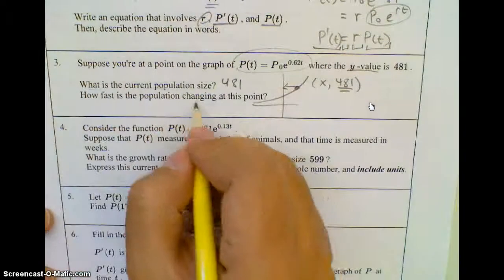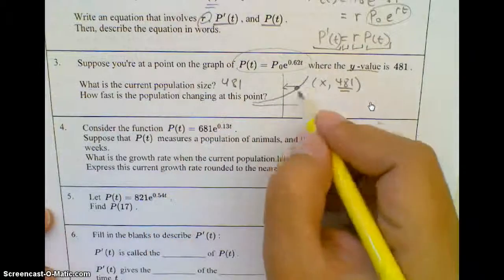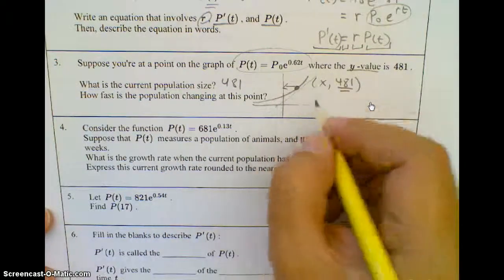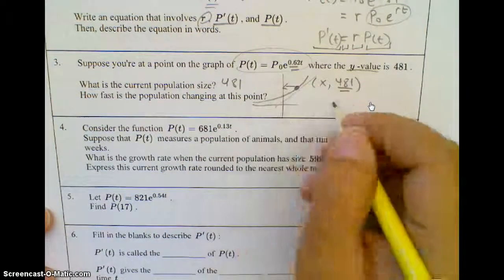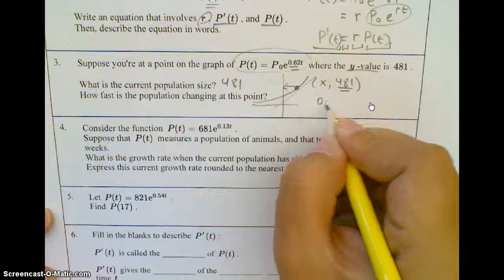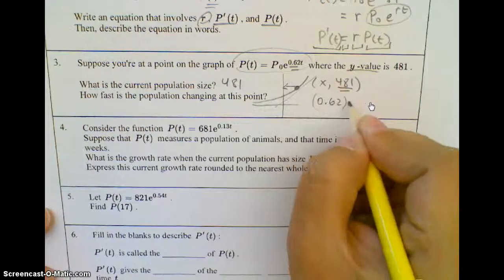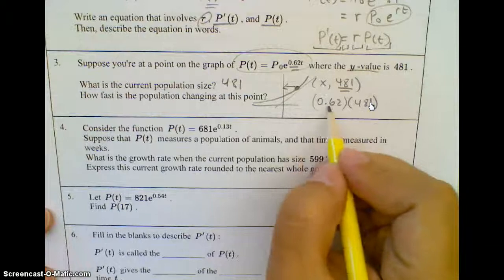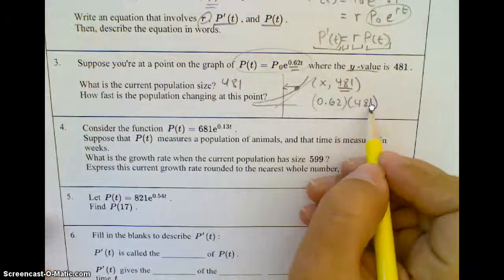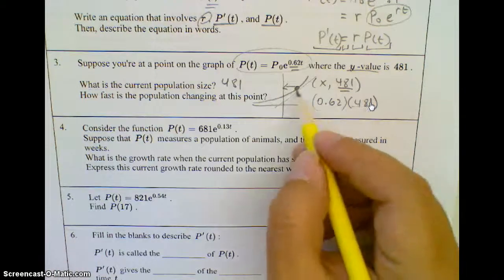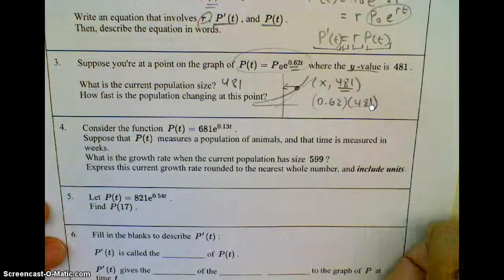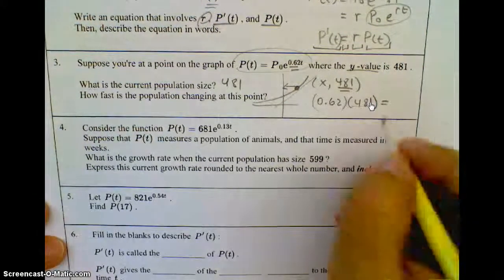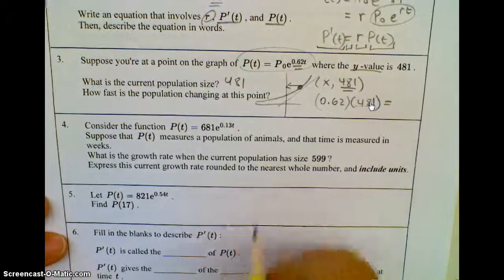How fast is the population changing at that point? Well, I know that the slope of the tangent line is going to be given by this number k times my current population. So I know that 62% of 481 will be how fast the population is growing at that point. And I find that with my calculator, and I answer my question.